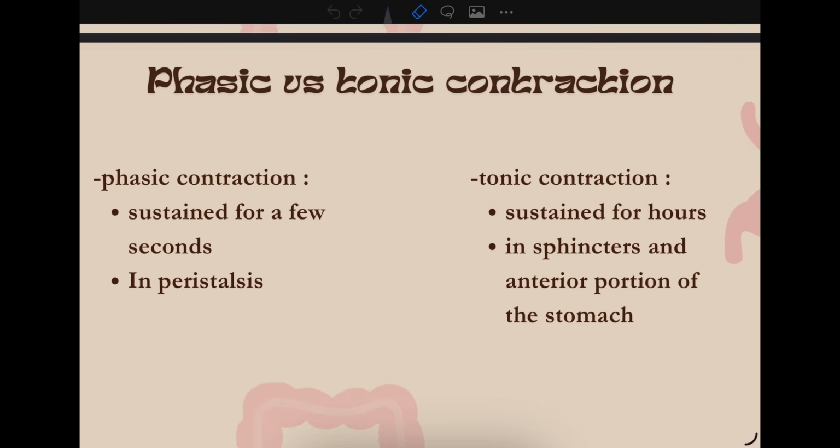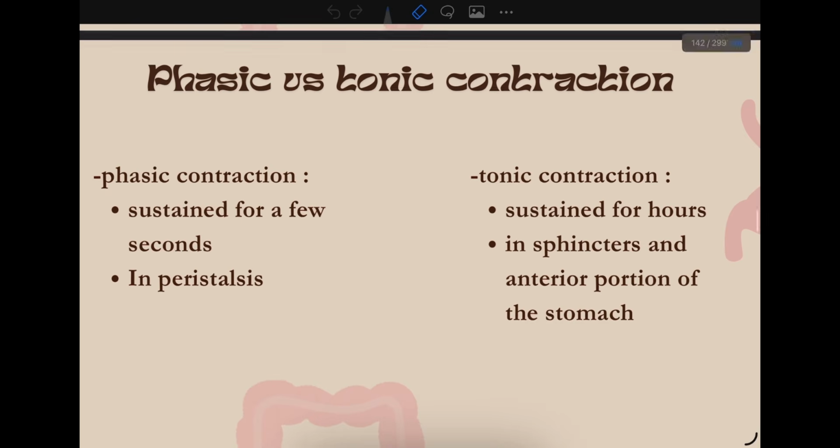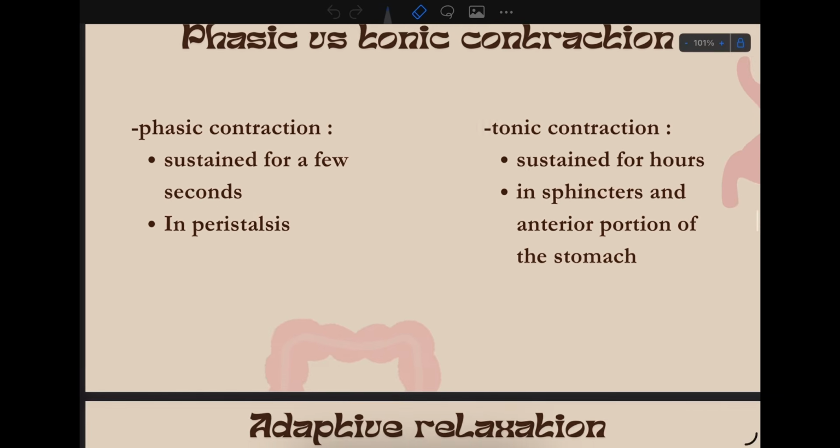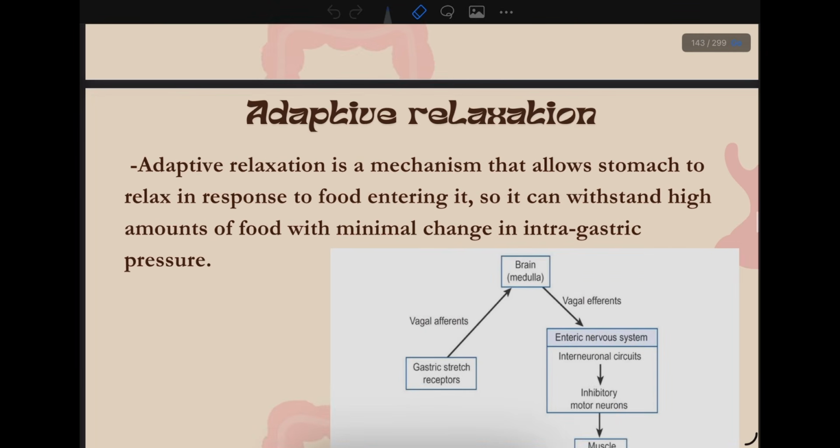You see it contracts and then goes away right away. So yeah, you cannot sustain it for too long. Tonic contraction, on the other hand, is sustained for hours. And this is only found in the sphincters and anterior portion of the stomach. And we will discuss that now. You will see why it is important to have that in the anterior portion of the stomach.